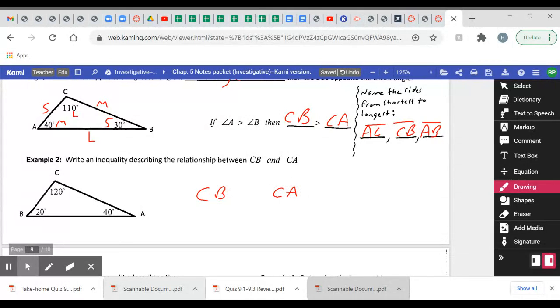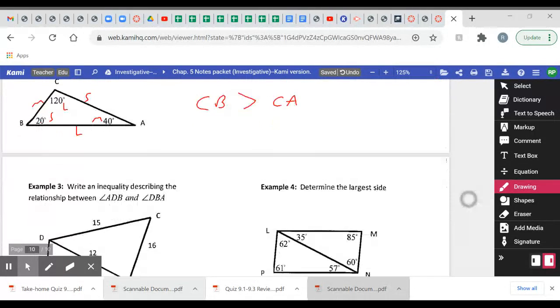So if we look down here, CB is across from a 40 and CA is across from a 20. So I know that, if I do the small, medium, large, here small, small, medium, medium, large, large, I can tell that CB is greater than CA. It's a bigger side, and remember the alligator chomps the bigger side, and the point goes to the smaller side. So that can help you make sure you get the inequality going the right way.